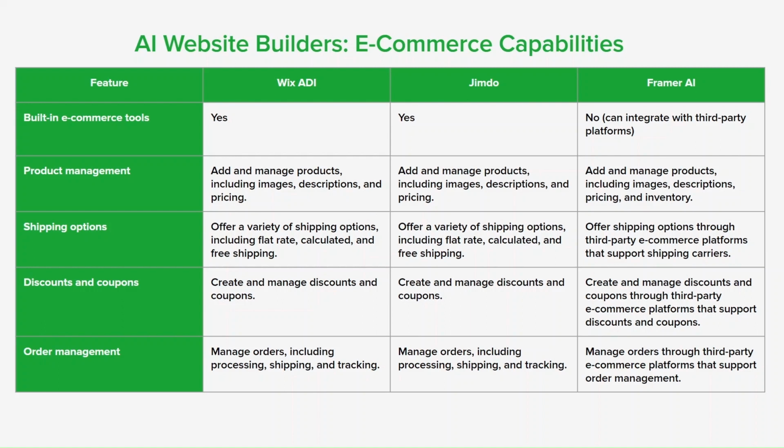So now let's talk about the e-commerce capabilities of all of them. Wix ADI offers really basic e-commerce capabilities and the ability to add products to your website and process payments. Jimdo offers a little bit more because they have the option to set up a fully functional online store, same way Wix does. Framer AI, however, doesn't offer any built-in e-commerce capabilities, but it can be integrated with third-party e-commerce platforms. So it's not an e-commerce platform, but you do need to integrate it with other existing third-party platforms for e-commerce.